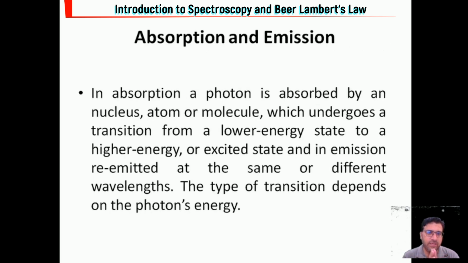Absorption and emission. In absorption, a photon is absorbed by a nucleus, atom or a molecule which undergoes a transition from ground state to an excited state, and in emission, it is re-emitted at the same or different wavelength. The type of transition depends on the energy of photons.